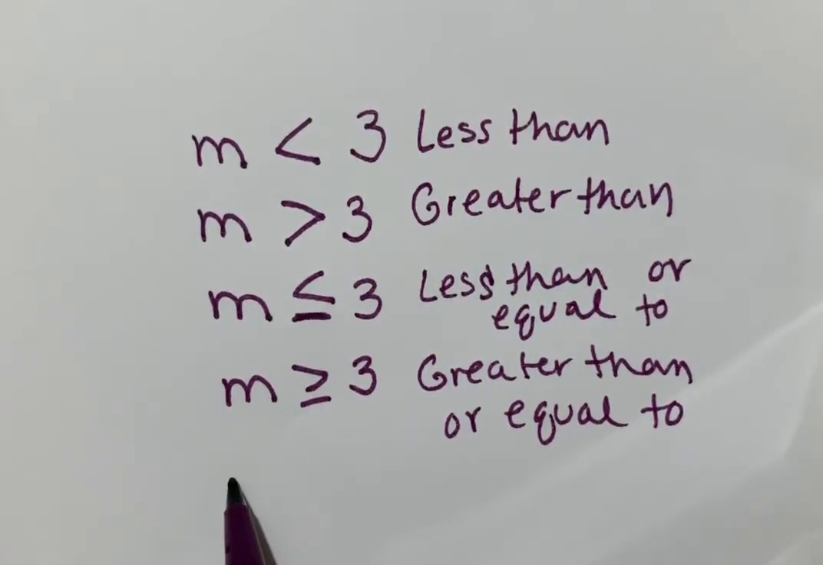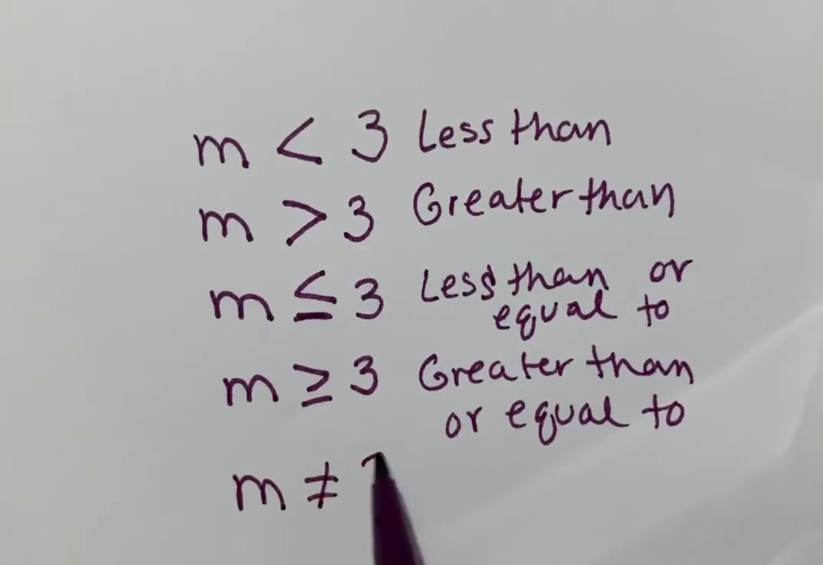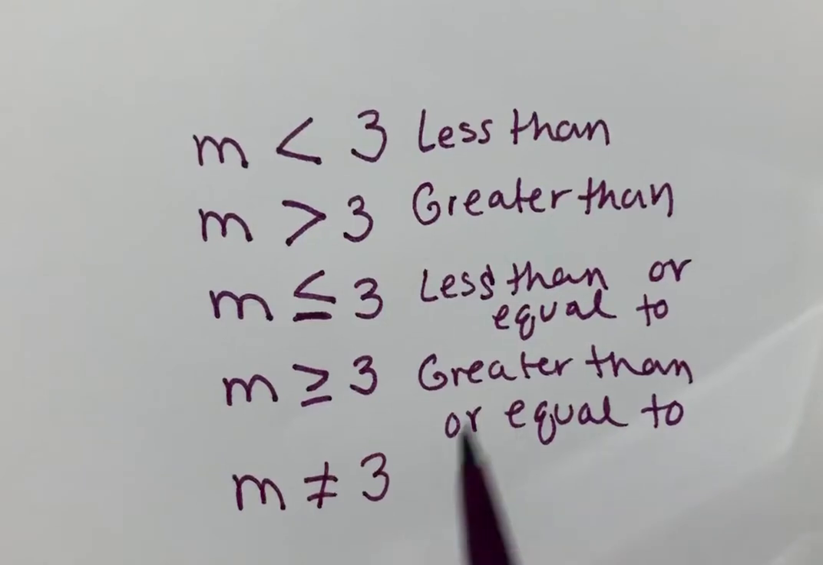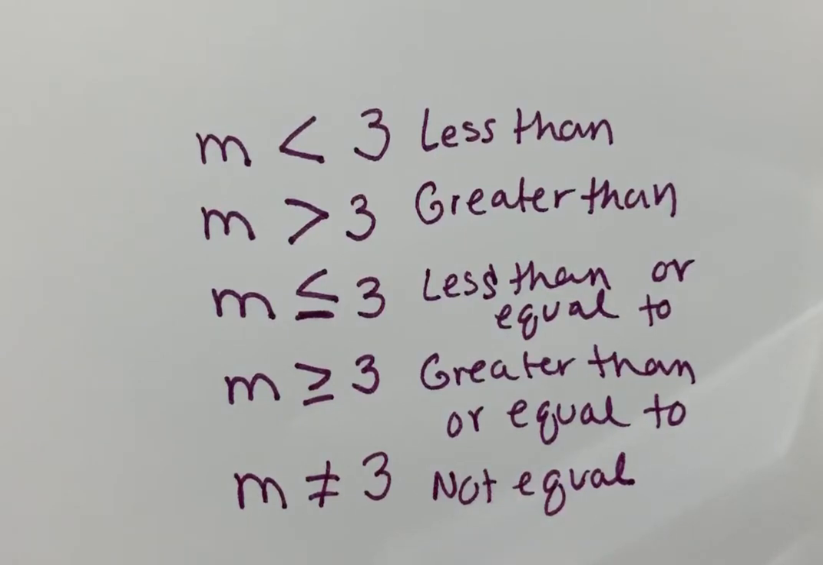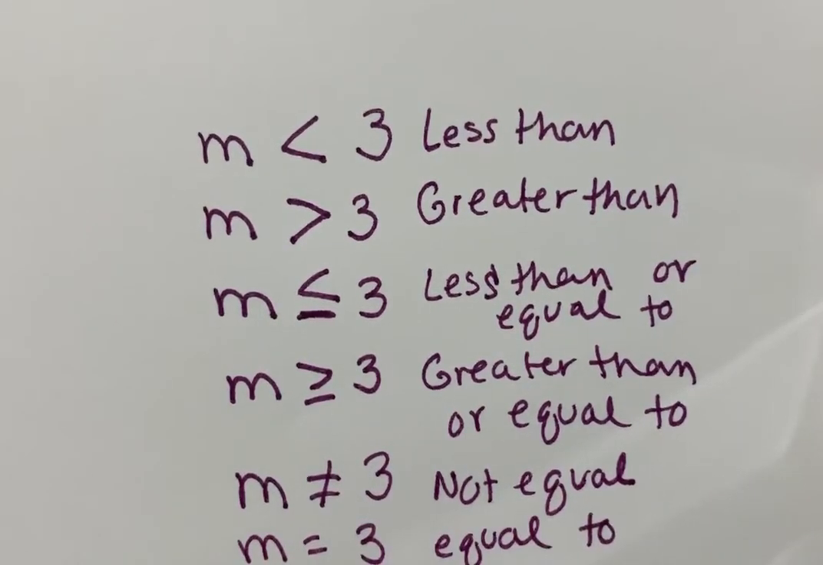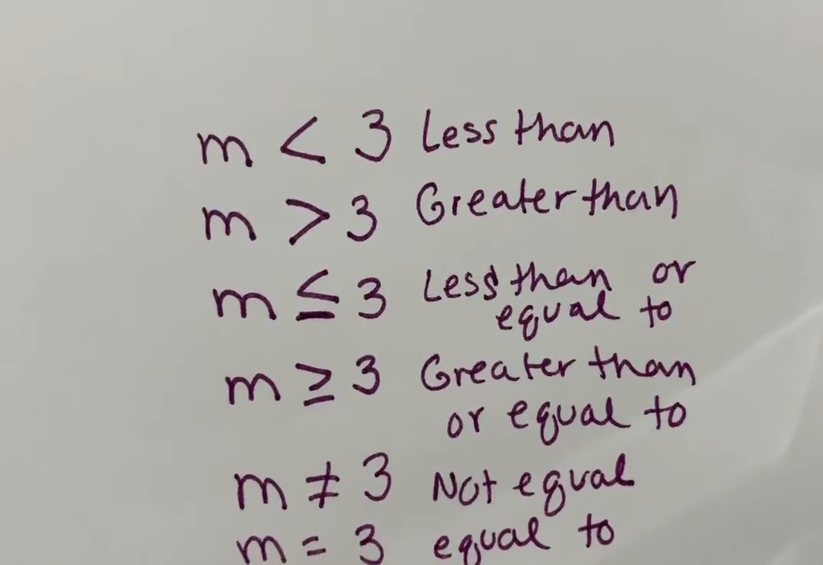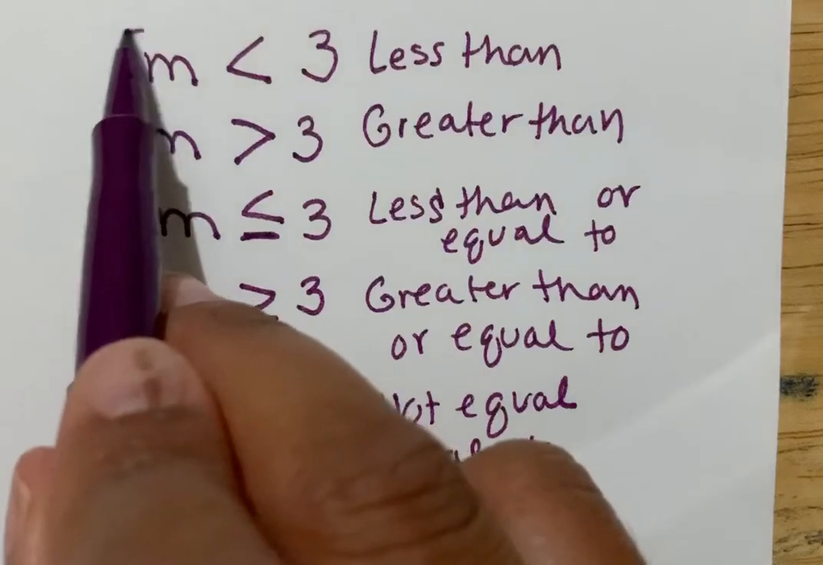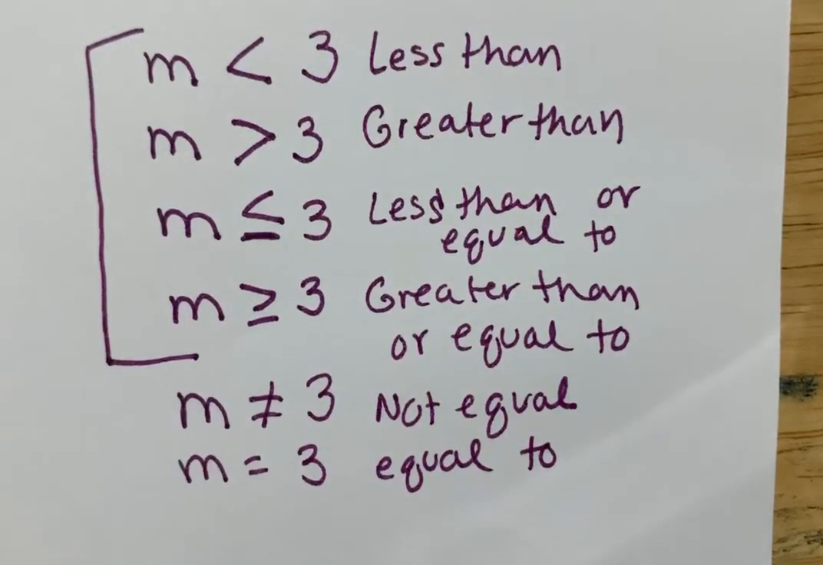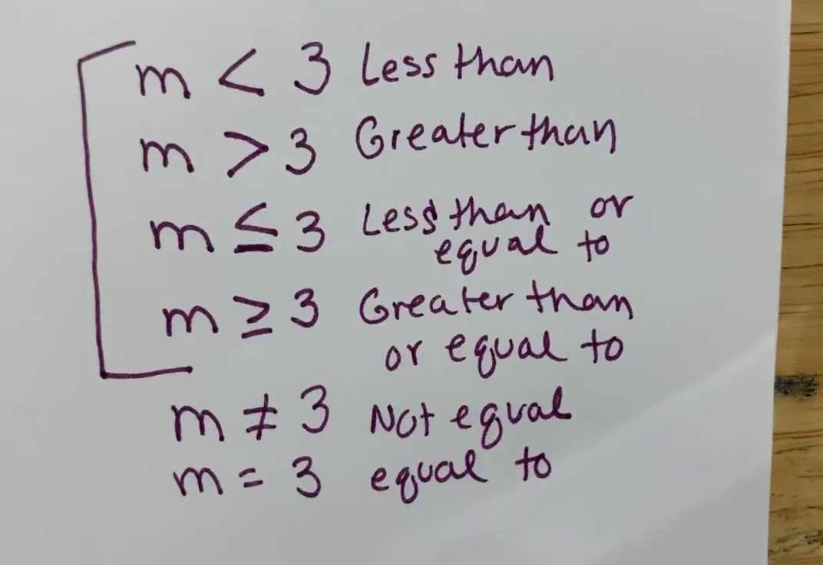And there is not equal to 3, so any value that is not equal to 3, and we won't be using this one very much with inequalities. And then m is equal to 3, which has to be 3 and nothing else. So those are all the different inequalities. The ones that we are going to work with the most with one-step inequalities are these 4. And so we will begin with our first example.